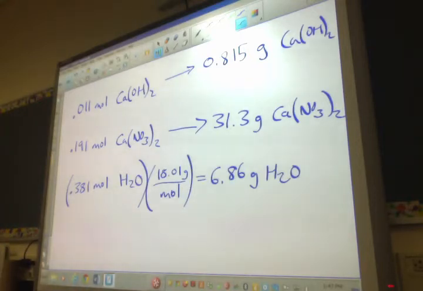Now that you guys know how to do this, and you don't have to copy down notes in between, these 2 problems should take you no more than 30 minutes, which I think is a reasonable amount of time.